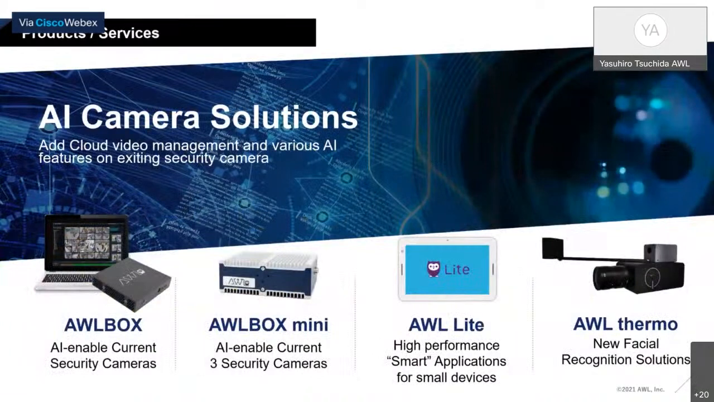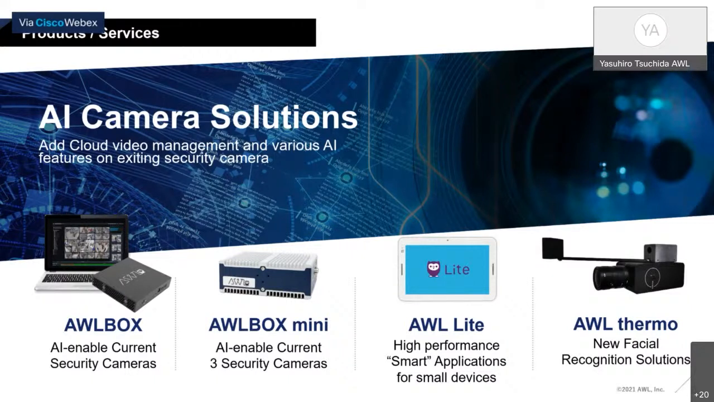These are the lineup of AWL products. The AWL box and AWL box mini, as I mentioned on the previous page, are Edge AI devices to store video data from CCTV cameras and to analyze the video data. They can be used to analyze the visitor count, the characteristics of the visitors, or the behavior of the visitors.